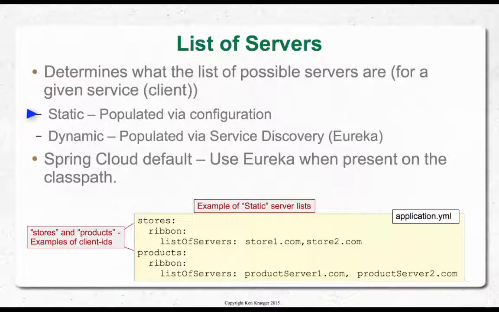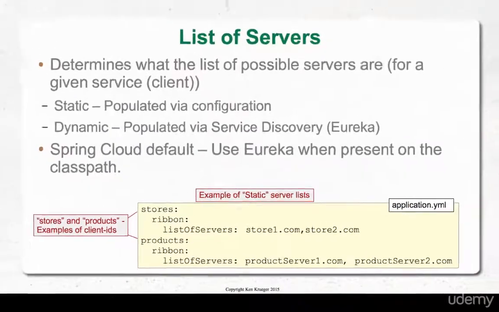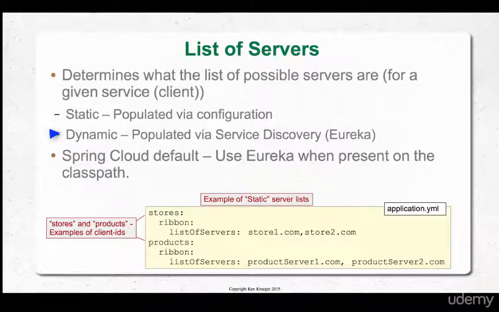This list can be obtained from a static source, like you see here at the bottom of the page, or more likely for us, from a service discovery mechanism like Eureka. Spring Cloud will assume you are using Eureka when Eureka is present on the class path, otherwise it will be expecting something else. If we have multiple kinds of services that we intend to call, it is important to realize that there is a separate list of servers for each kind.